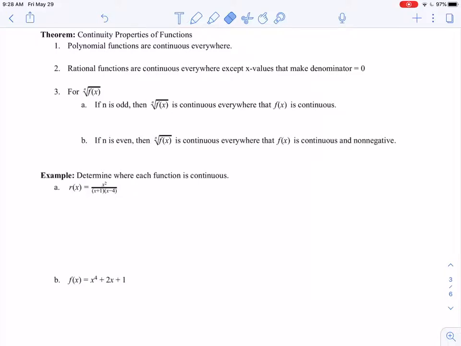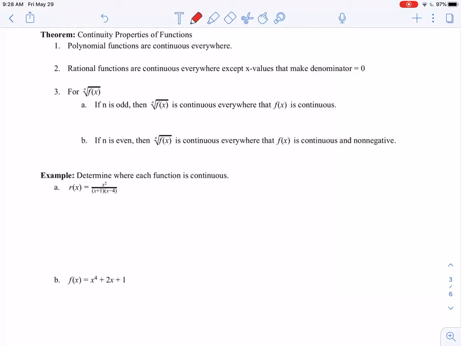Now we're going to talk about how to determine the continuity of functions if we only have the algebraic equation. So now I won't have the graph to look at. I think this is a little bit more difficult just because it's not as visual, but these properties here are really going to help us out. So let's talk about those.